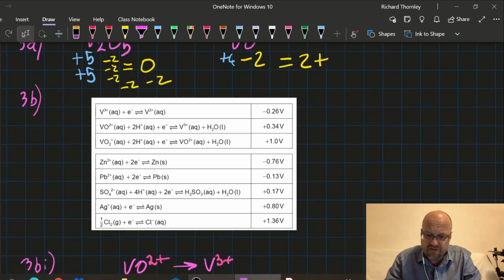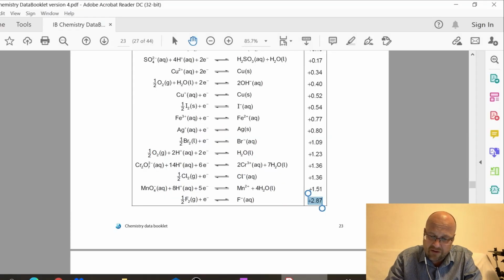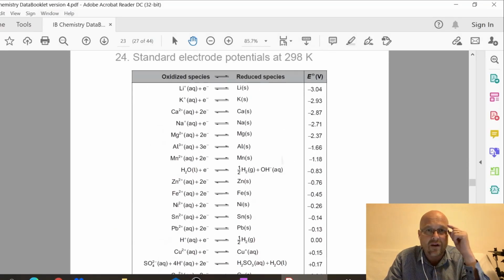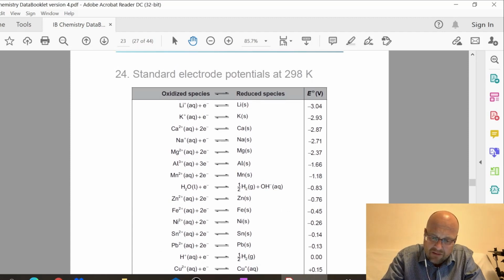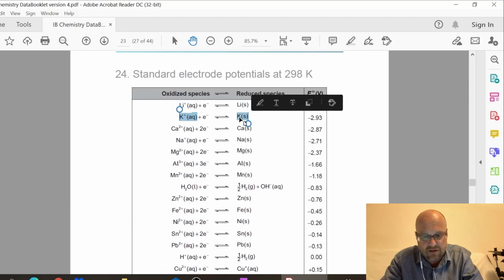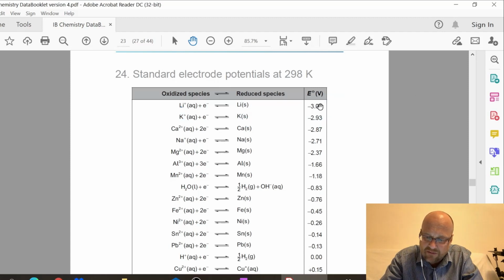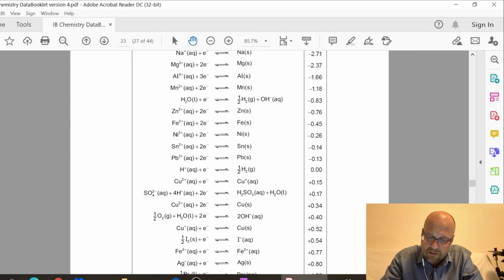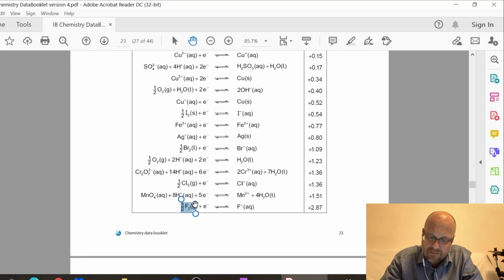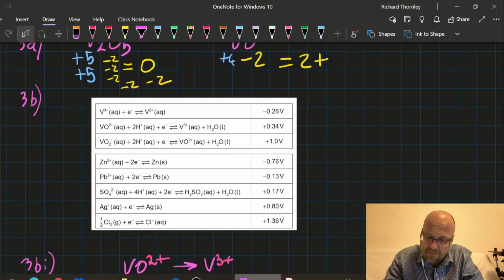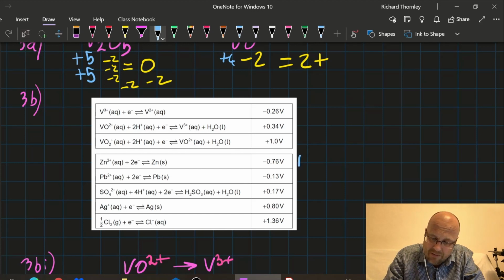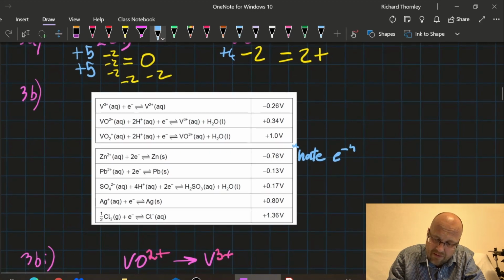Okay, different shirt, same teacher. Let's carry on. So for 3B, I like to consult the standard electrode potential table just to get my head straight around this. At the top are the metals, which hate electrons, and they seem to have negative E cell values. At the bottom, I see fluorine. I know that fluorine loves electrons and has a positive E cell value. So let me annotate this table a little bit here. I know that those hate electrons, and I know that these love electrons.